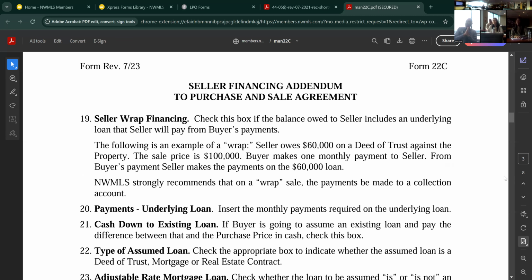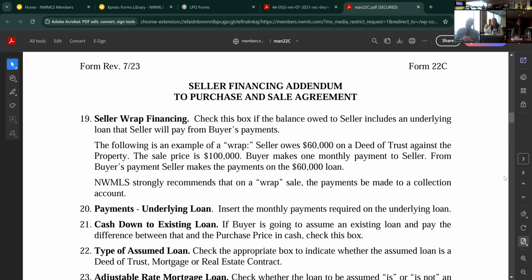All right, so let's look at the seller wrap financing example. Check the box. We talked about that part. The following is an example of a wrap. Seller owes 60,000 on a deed of trust against the property. The sales price is 100,000. We need a bunch of those houses. Buyer makes one monthly payment to seller. From buyer's payment, seller makes the payments on the $60,000 loan.